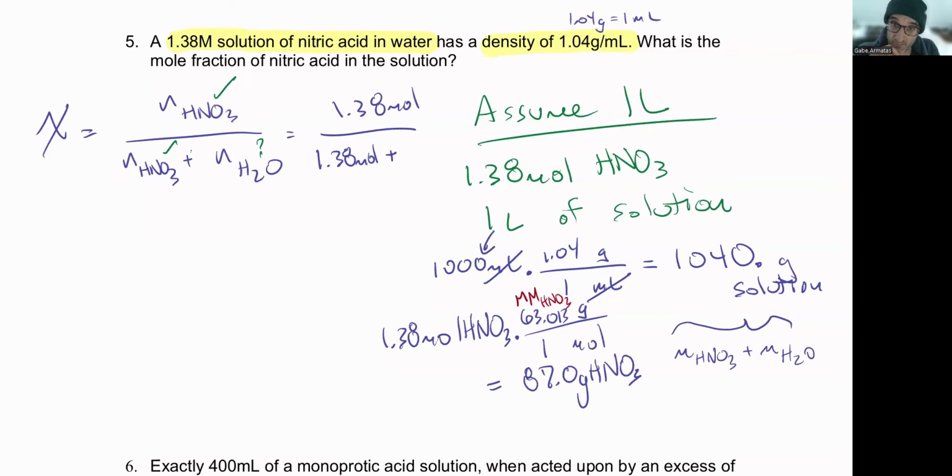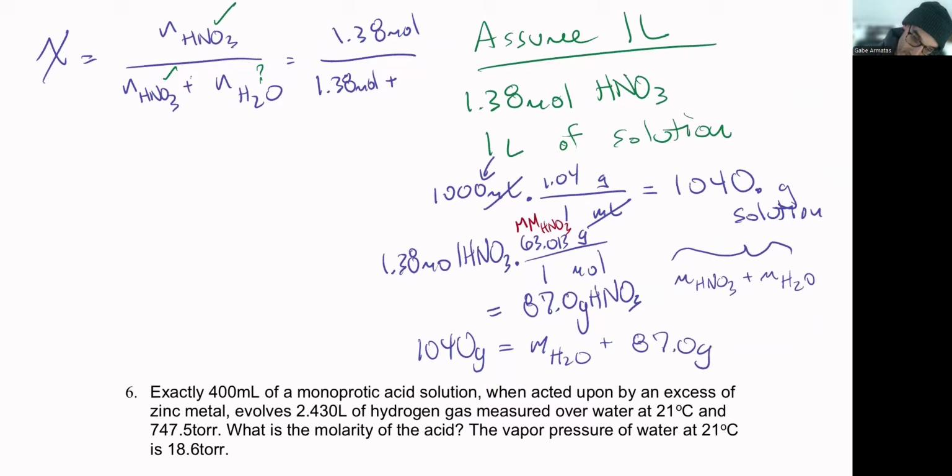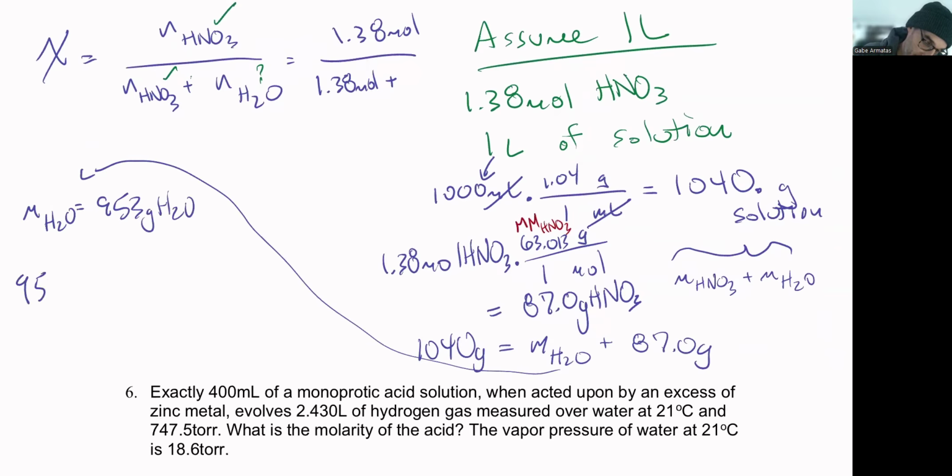Okay, we're almost there. So what I now know, using the numbers that I have, is 1,040 grams of solution is the mass of my water plus the mass of my nitric acid, which is 87.0 grams. So the mass of the H2O, after I do that math, turns out to be 953 grams of water.